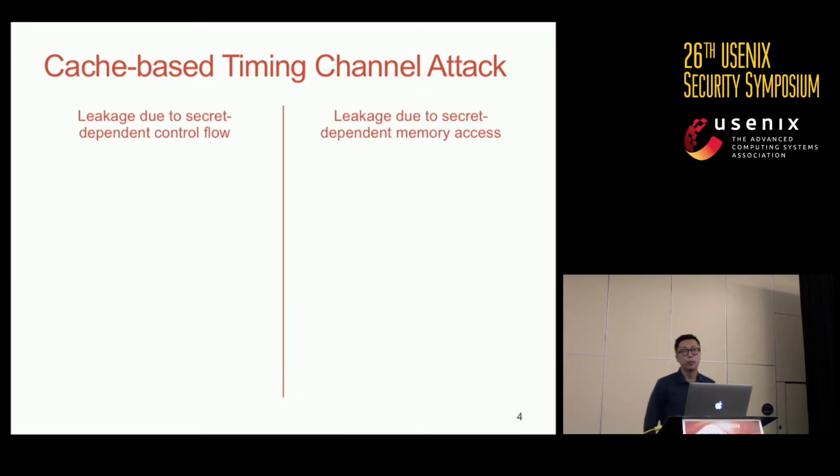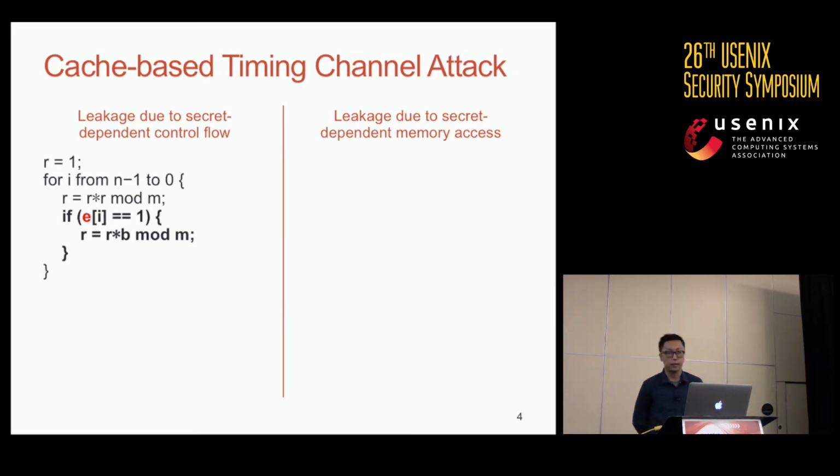So actually, such kind of vulnerability has been found in many real-world cases. So here I will show you two typical vulnerable patterns regarding the cache-based side channel attack. The first one is called secret dependent control flow. The second one is called secret dependent memory access. So here's an example showing the first case. Essentially, the array E is an array of program secrets. And the if condition checks whether the corresponding array element equals 1 or not for each loop iteration. So if the if condition holds, then the statement in the red box will be executed.